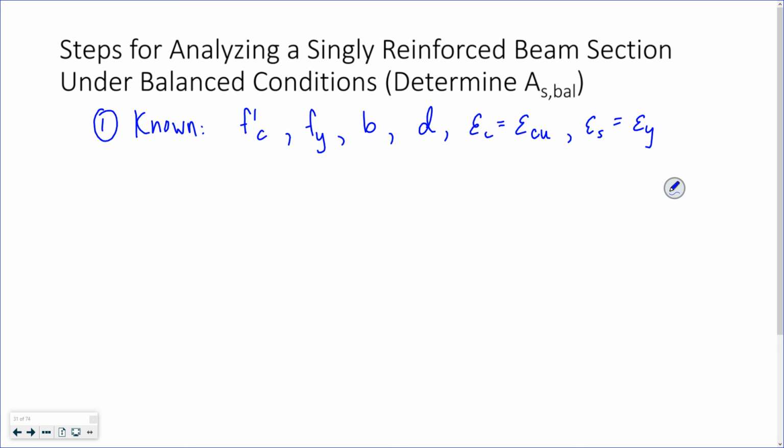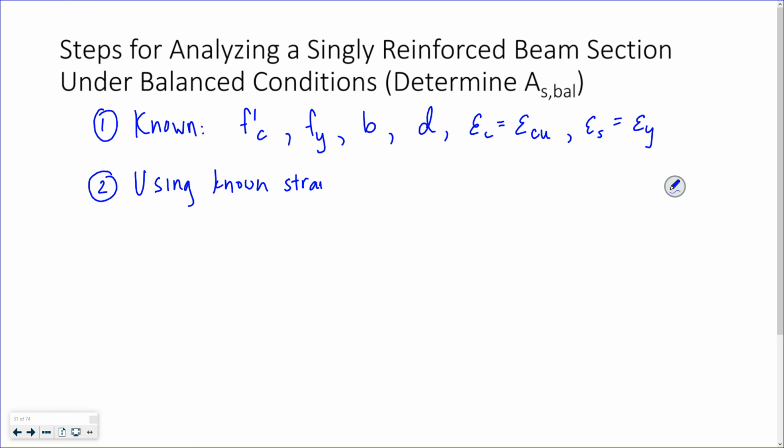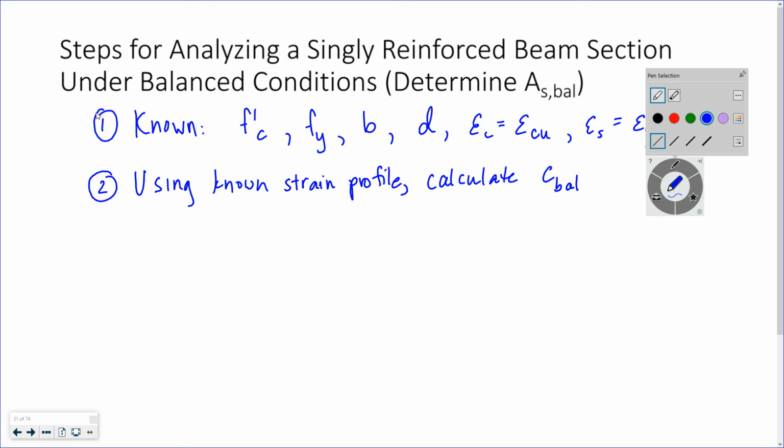So now we're actually going to go kind of the reverse of what we would do usually. Using the known strain profile, calculate C balanced, the depth of the neutral axis associated with the balance condition.